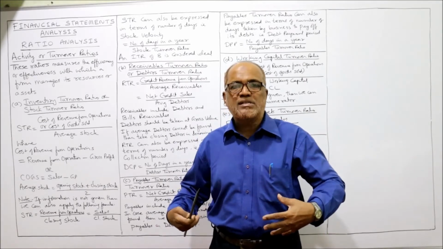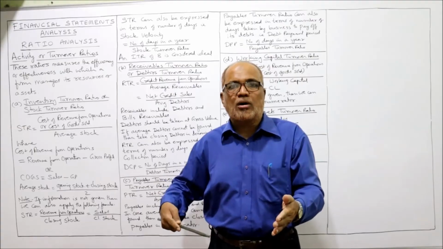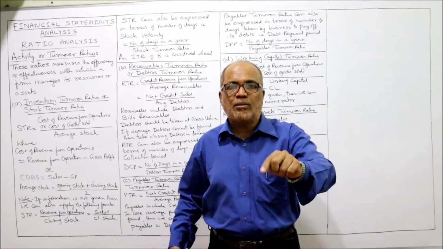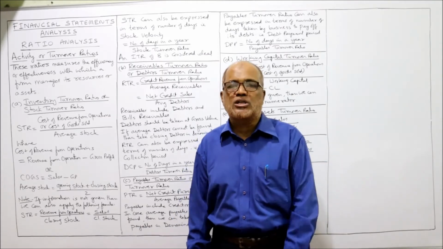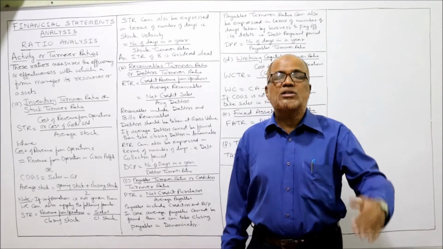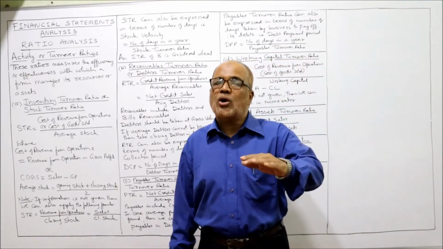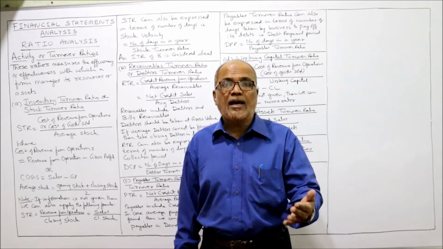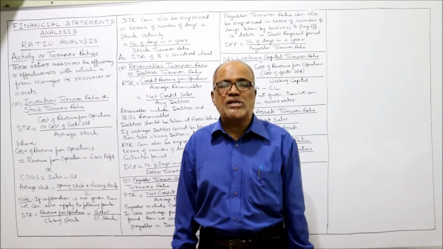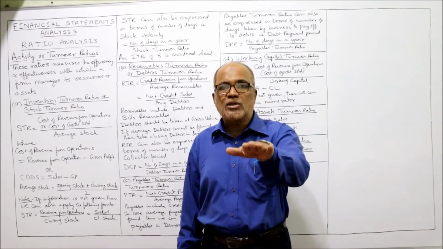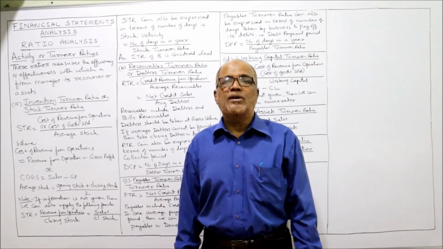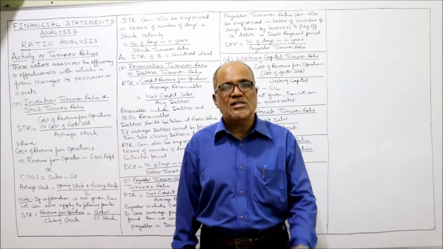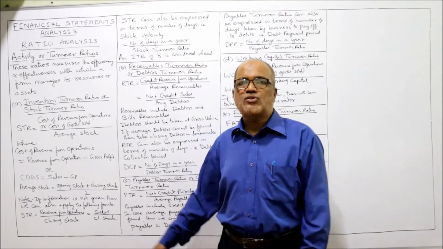Suppose I am a businessman and I have purchased stock for the purpose of sale. In 2 months I can convert my stock into sales. That is the stock turnover ratio. So a higher stock turnover ratio indicates that my stock is converted into sales fast. If the stock turnover ratio is very low, that means my stock is converted into sales very slowly. That is the meaning of stock turnover ratio.